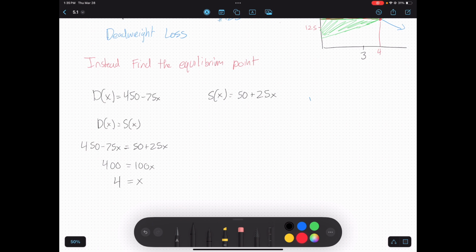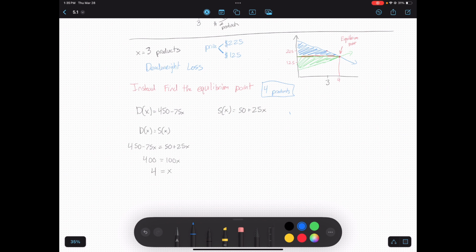So my equilibrium point is I need to make 4 products. If I do that, I won't experience deadweight loss. It'll be the optimal point where the consumers will feel really good about the purchase, and you as the supplier will also feel really good about the production.